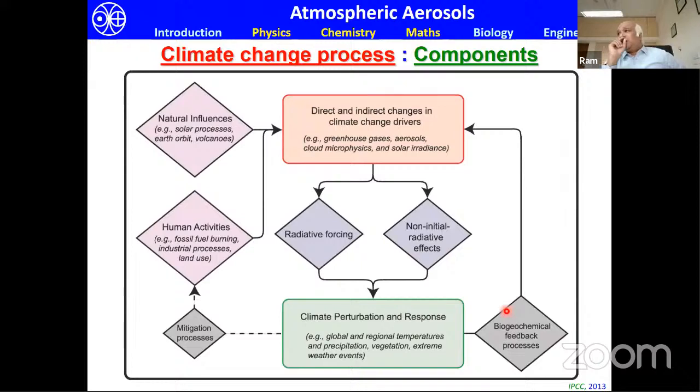So when we say climate change process or the components that make it up, these include direct and indirect changes in the climate change drivers, which include the well-known greenhouse gases, aerosols, clouds, and solar irradiance, which contribute to radiative forcing, and which can then perturb the climate and the response. Through human activities and also natural influences, the variation, the biogeochemistry, the chemistry, and the feedback processes can change these drivers and also change the climate perturbation and the response.